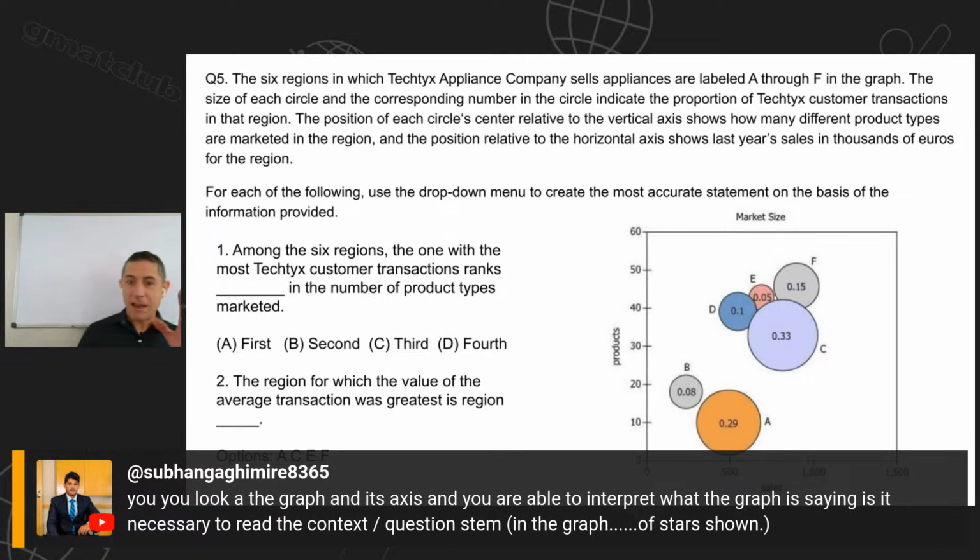Okay, so you look at a graph and its axis and you can interpret what the graph is saying. Is it necessary to read the context in the question stem? So this is kind of referring to the previous one, but it's a universal question, right? Like, so do you need to read this stuff? I think it's dangerous not to read it at all. I would always read it, look at the graph. I don't really feel strongly about, do you start with the graph? Do you start with the text?